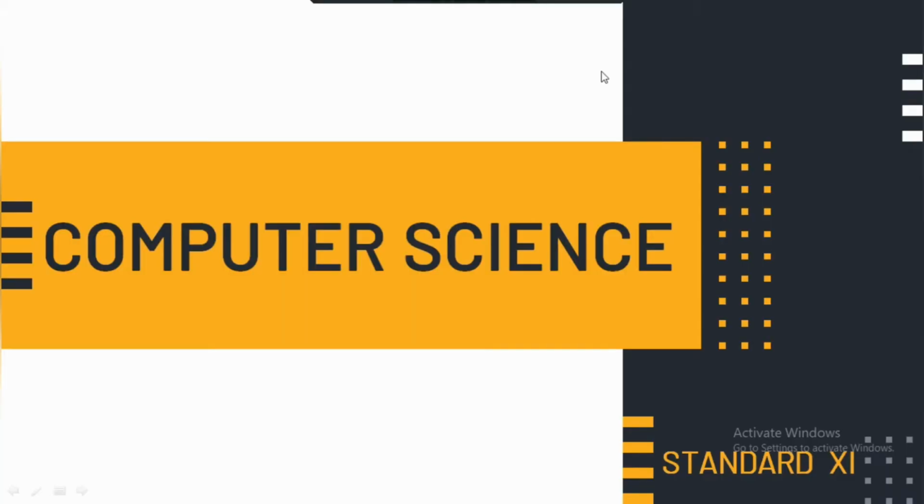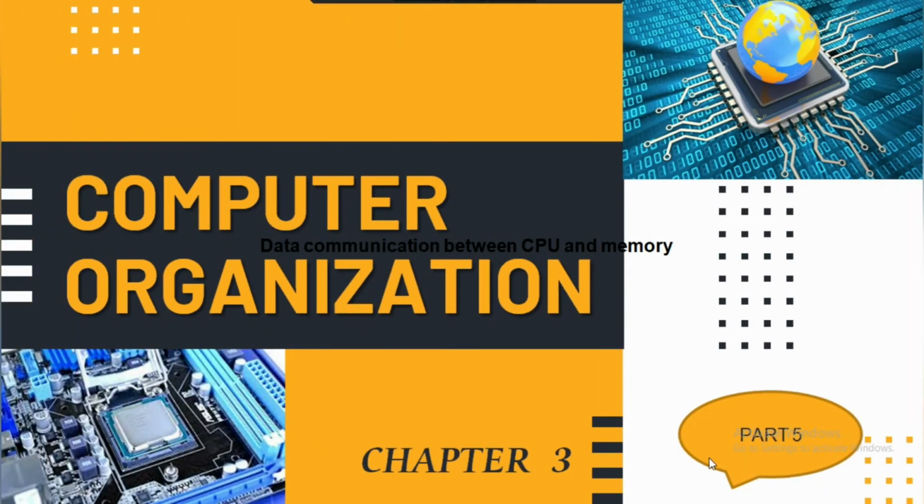Dear students, in this video we are going to discuss 11th standard computer science, chapter 3, computer organization, part 5. In the previous video we discussed memory hierarchy and RAM. What is meant by RAM?